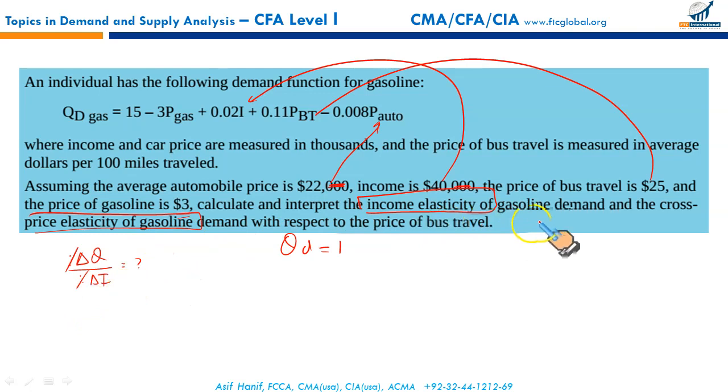So when you simplify this, the final version of the equation is going to be 8.6 plus 0.02 I. This is the quantity demanded function dependent upon the income, and this positive sign indicates that the quantity demanded of gas and income are positive and they have a direct proportion with each other. Okay, now we know that delta Q by delta I is solved this way.